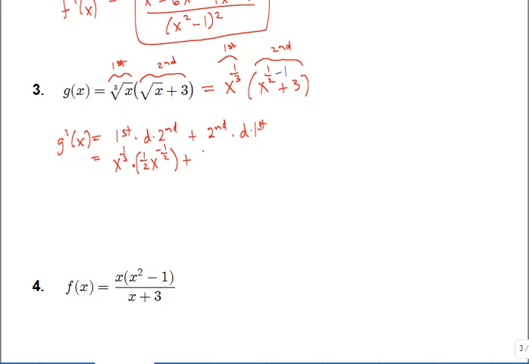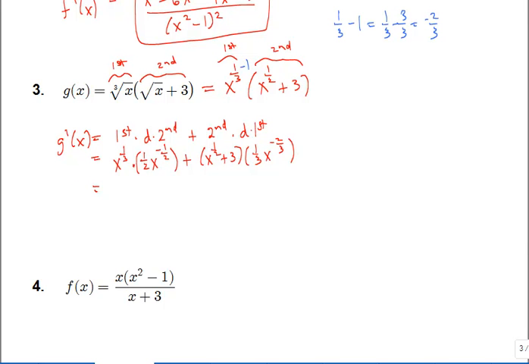Now I want to add to that my second, which is that x to the 1/2 plus 3 that I had originally. And then I want to multiply it by the derivative of x to the 1/3. So I bring down my power, and this time when we subtract 1 from the power, 1/3 minus 1 is like 1/3 minus 3/3, so that becomes a negative 2/3. So the new power will be negative 2/3.